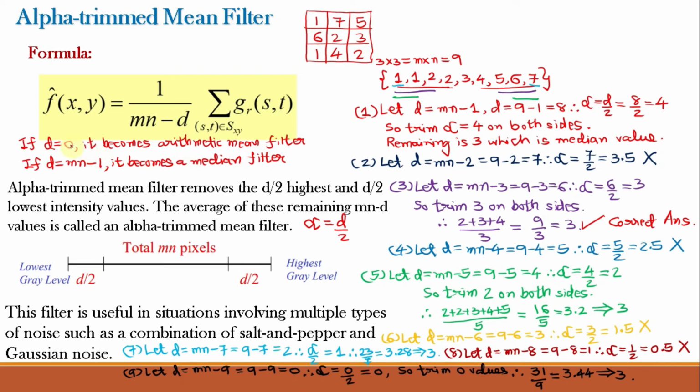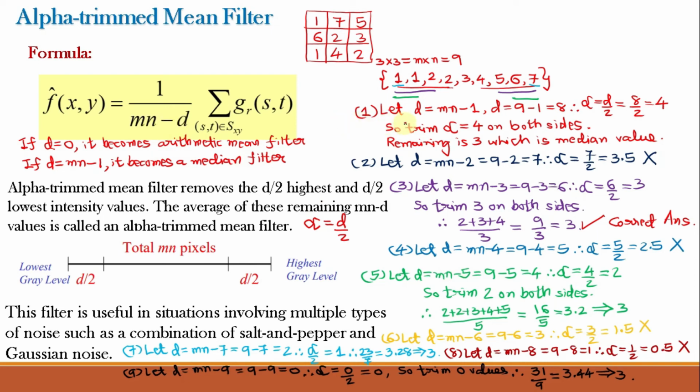Okay, see, when d is equal to 0, it becomes the arithmetic mean filter. Let us see here. So d is equal to 0, so alpha is equal to d by 2, that is 0 by 2, which is equal to 0. So trim 0 values. So all the values you have to choose. When you sum up all the values, it will come out to be 31 divided by 9, which will give you 3.44, which can be rounded up to 3. You can see here that when you are choosing d is equal to 0, it has become an arithmetic mean filter. So all these calculations I have just shown to make you understand what happens when you choose different values of mn minus d.